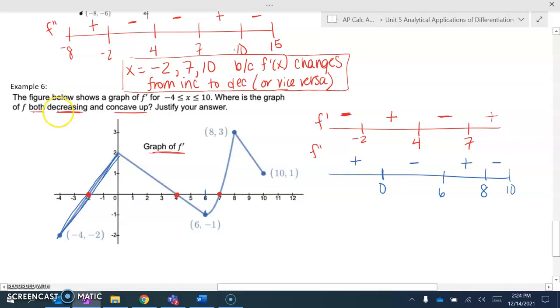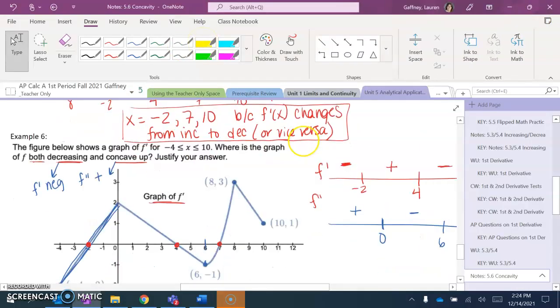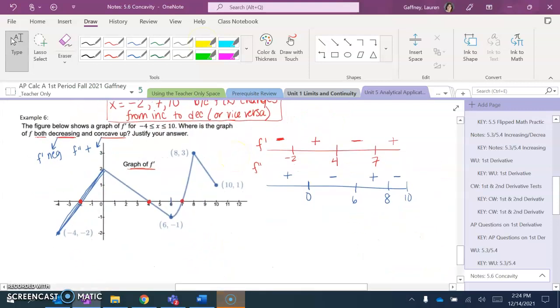So we want to know where we're both decreasing. So that would be where f prime is negative and concave up. That's where f double prime is positive. So if you look, we're looking for a region where we're both negative for f prime and positive for f double prime. So here we're negative and positive. We're negative from 4 to 7, but we're only positive from 6. So just this little section here.